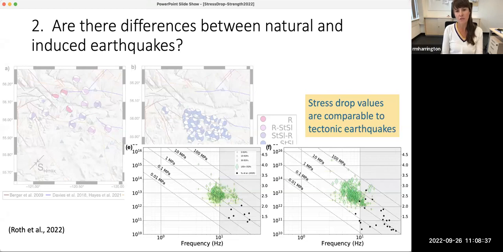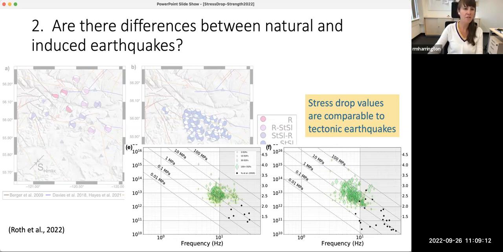For those events, we also very carefully estimated stress drops using spectral ratio approaches, and we found that these earthquakes do not have particularly low stress drop values. They're comparable to tectonic earthquakes within the area. What you're seeing here are the stress drop values from P waves and from S waves, where the diamond is scaled by the number of EGFs that we have available for a particular event pair. And they fall within the 1 to 10 megapascal range.